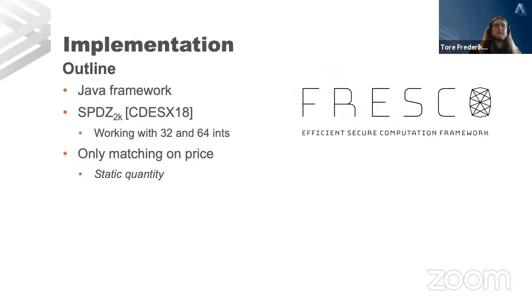So we implemented the MPC aspects of this in FRESCO, which is a framework for MPC that's implemented in Java, that's based on the SPDZ protocols. We use SPDZ2k, which is a protocol of SPDZ that works over rings, so 2 to the power of 32 or 2 to the power of 64. And we constructed a limited implementation that considers a static quantity of tokens to be exchanged.